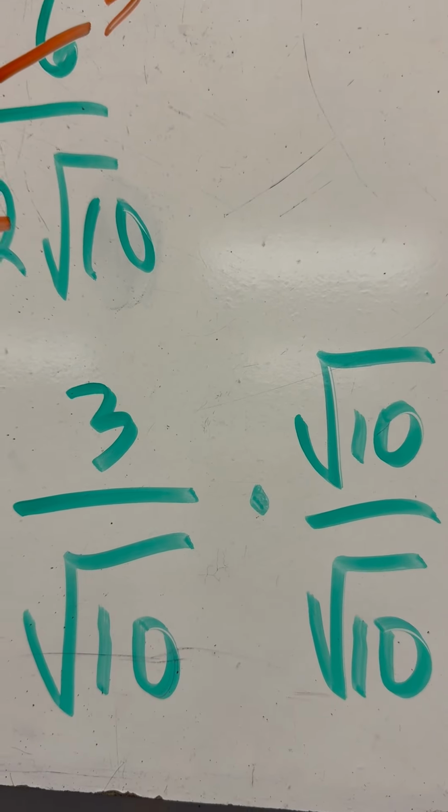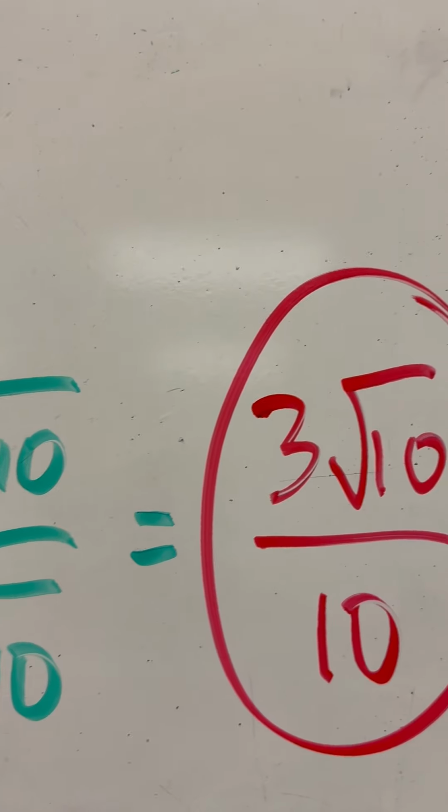Multiply by square root of 10 over square root of 10. And you've got 3 square root of 10 over 10.